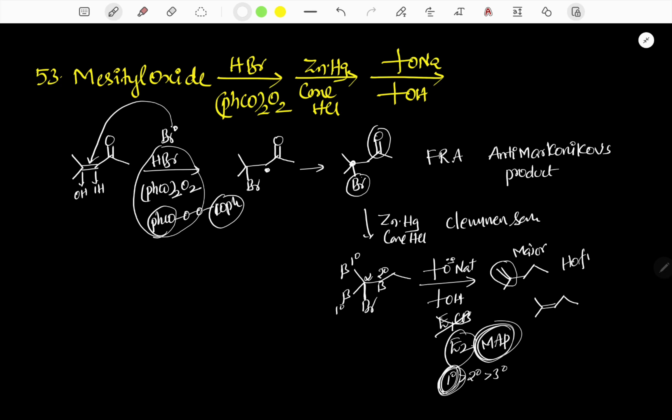So it is the Hofmann alkene. The second one is the Saytzeff alkene. Hofmann: double bond connected to fewer substituents. Saytzeff, also known as Zaitsev: double bond connected to more substituents. In this case we have to remove the most acidic proton. With respect to the most acidic proton, the Hofmann alkene is the major product. The first reaction, free radical addition. Second reaction, Clemmensen reduction. Third reaction, elimination.